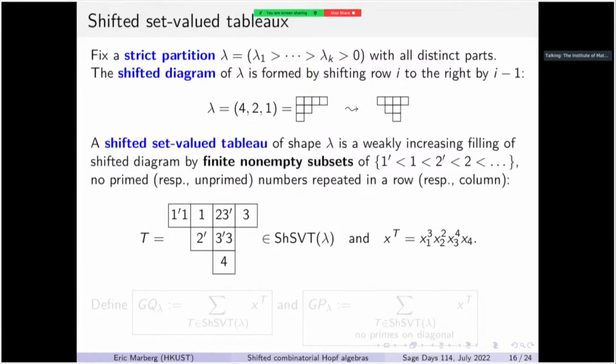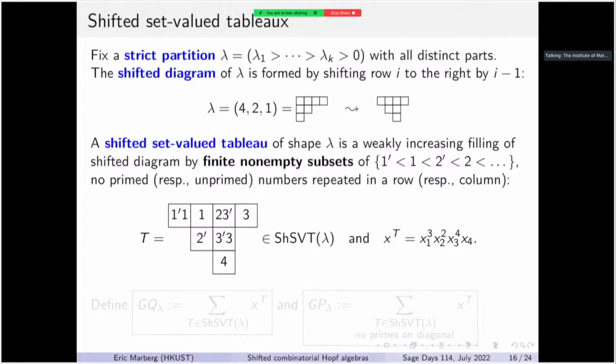Okay, so what is a shifted set-valued tableau? There are a couple of things that have changed from our previous definition. We're still going to fill this diagram by finite non-empty subsets, but now they're in this primed alphabet, where you have 1 primes and 1s and 2 primes and 2s and 3 primes and 3s and so forth. The way to understand this is 1 prime is secretly 1/2 and 2 prime is secretly 3/2 and so forth. So the prime is just subtracting 1/2. So they're in this order, and you're going to have a filling with subsets of these.